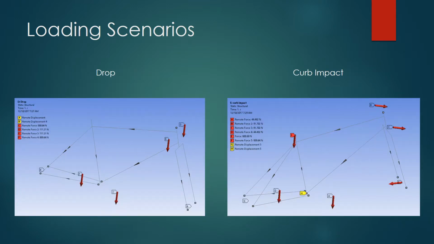The next two loading scenarios we created ourselves. The first was a drop case to represent coming off of a curb. Both axles were fixed and downward forces were placed on both the pedals and the handlebar.